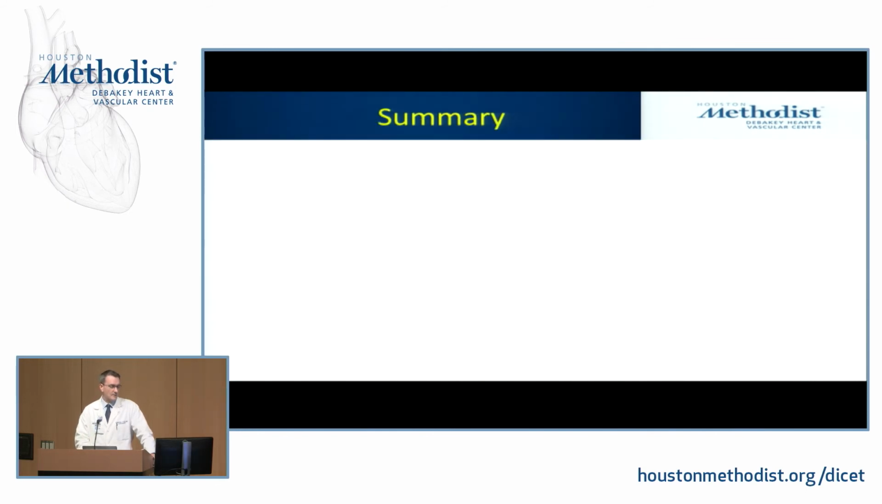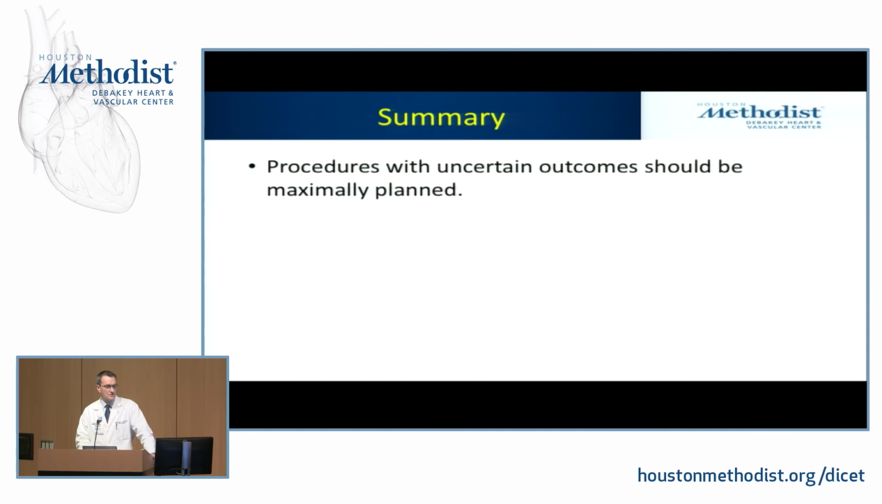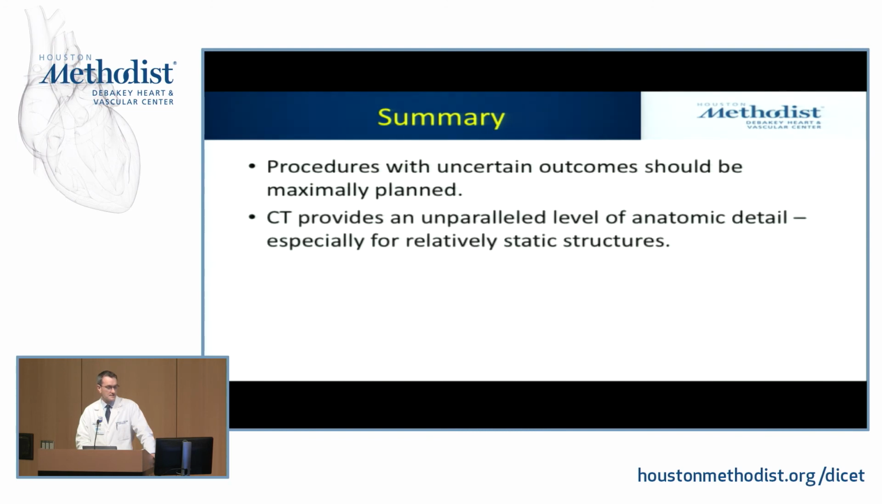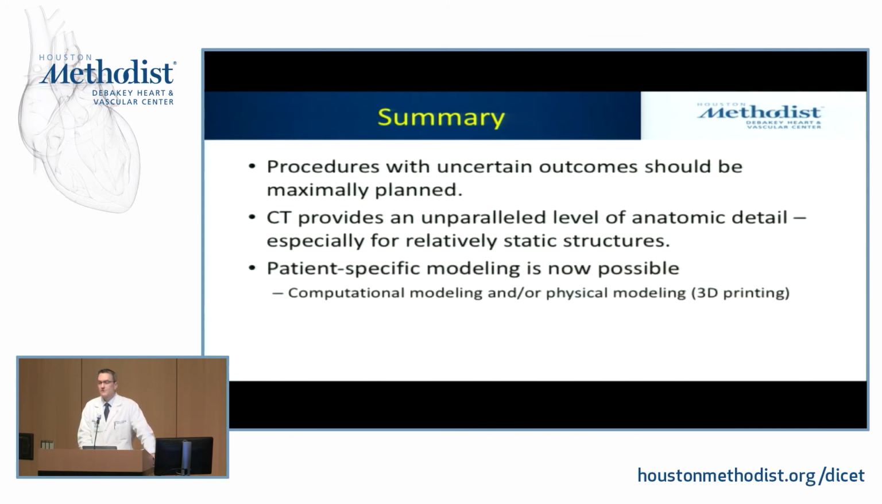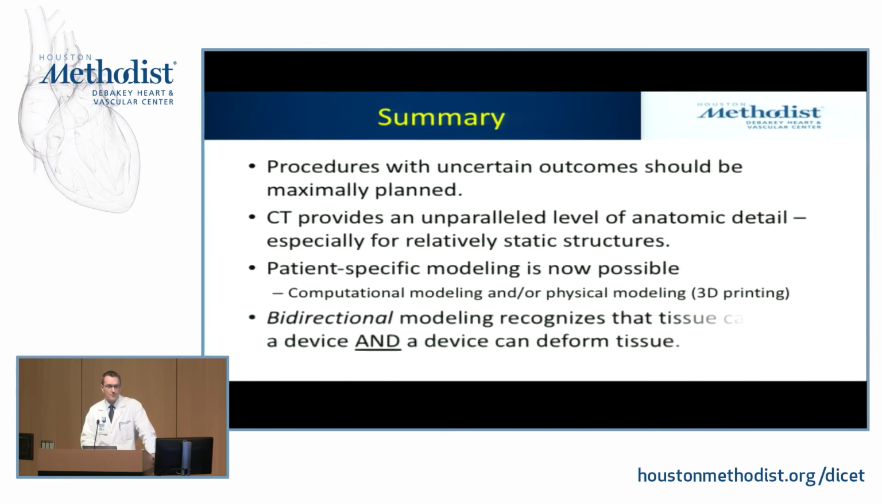So in summary, I think I'm at my time. Procedures with uncertain outcomes should be maximally planned. That's basically the premise. CT provides an unparalleled level of anatomic detail, especially for relatively static structures. The more they move, the harder it is to image. Patient-specific modeling is certainly possible now. You don't always have to do a physical model. You can do computational modeling, but at times 3D printing is required.